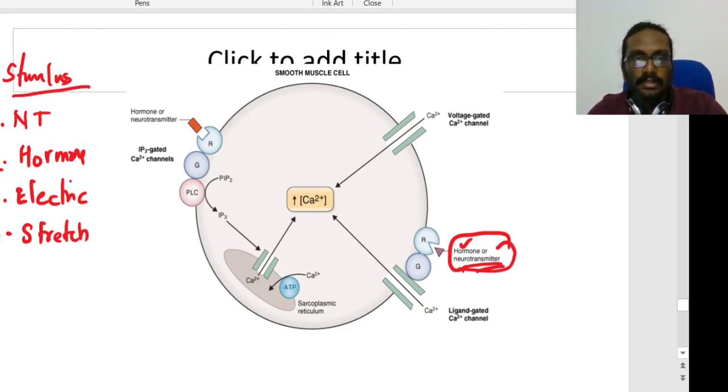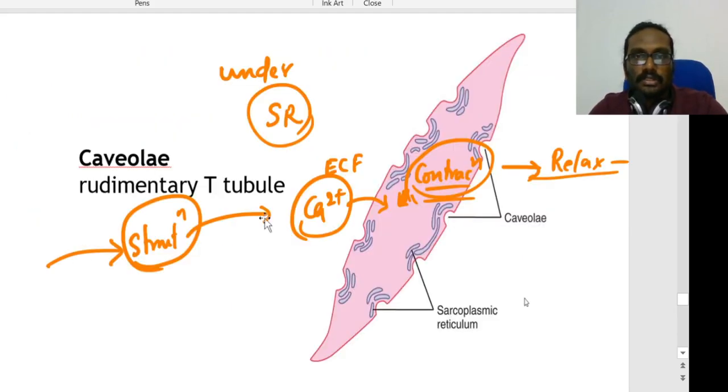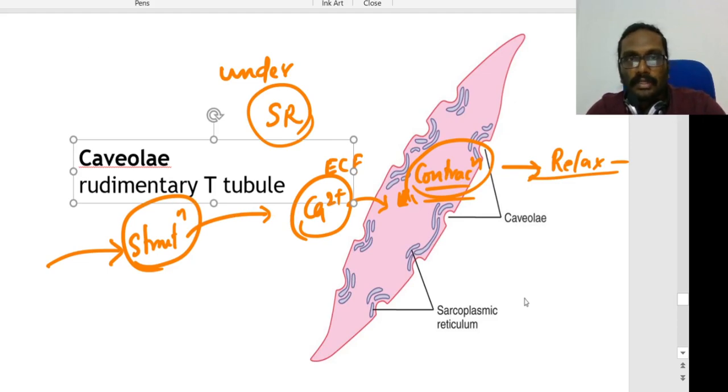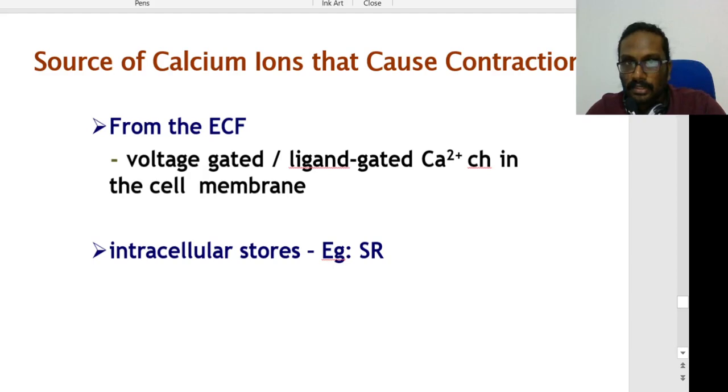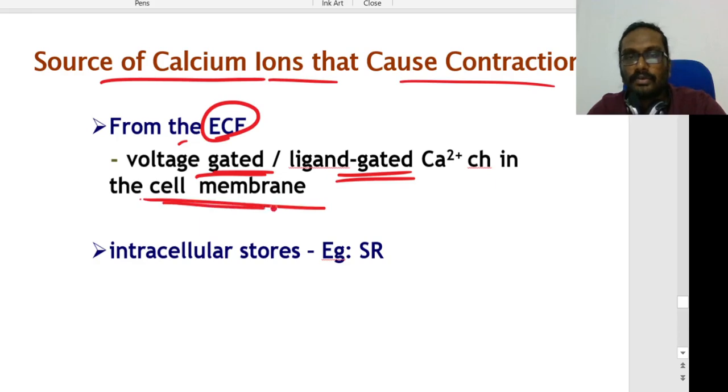After the stimulus, next we come to the calcium. After stimulus, we have to discuss the calcium that comes in. The source of calcium ions that cause contraction is mainly the extracellular calcium, through the voltage gated and ligand gated calcium channels in the cell membrane. All will come into play here.